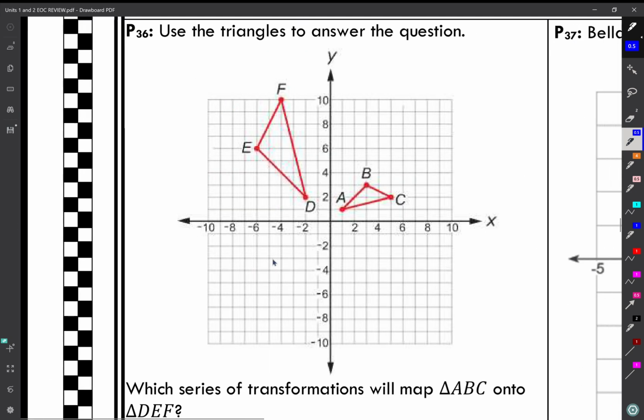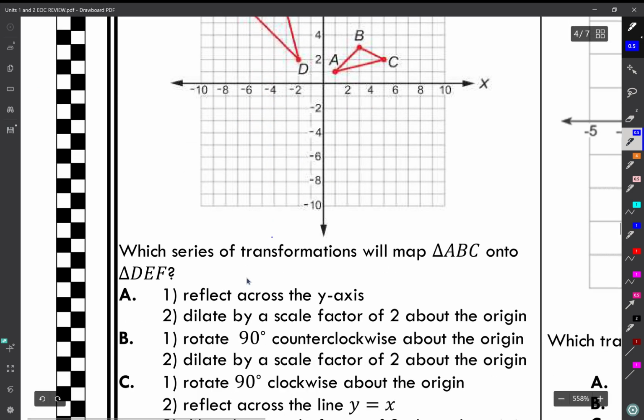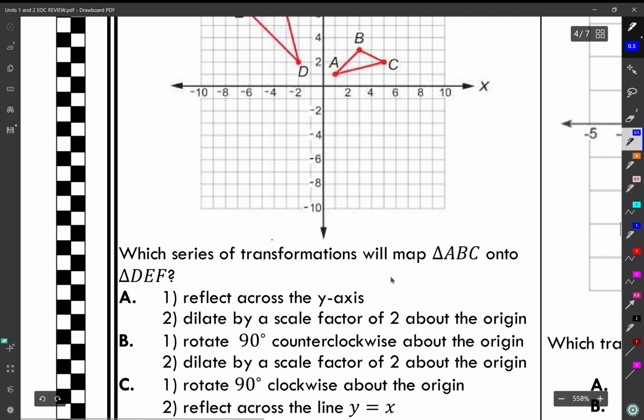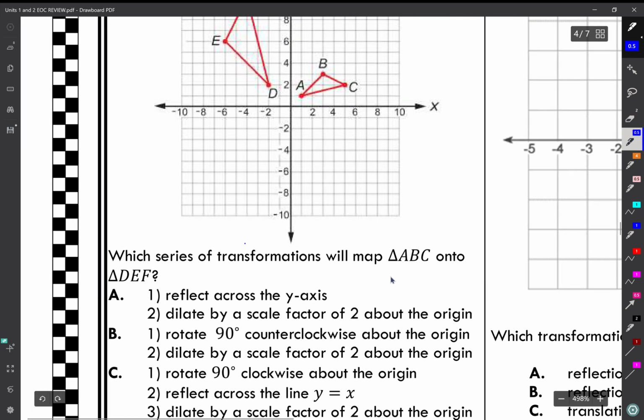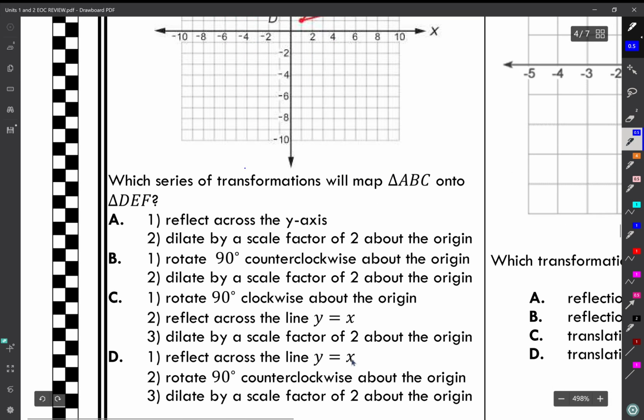Okay, next. Number 36, use the triangles to answer the question. What series of transformations will map triangle ABC onto triangle DEF? Okay, so I know for sure DEF is bigger than ABC, right? So I'm going to have to dilate by a scale factor of 2, which of course every single one of them has in there.